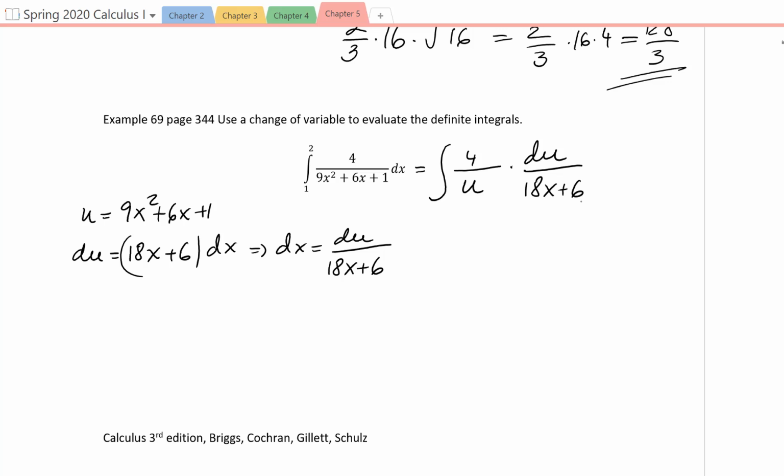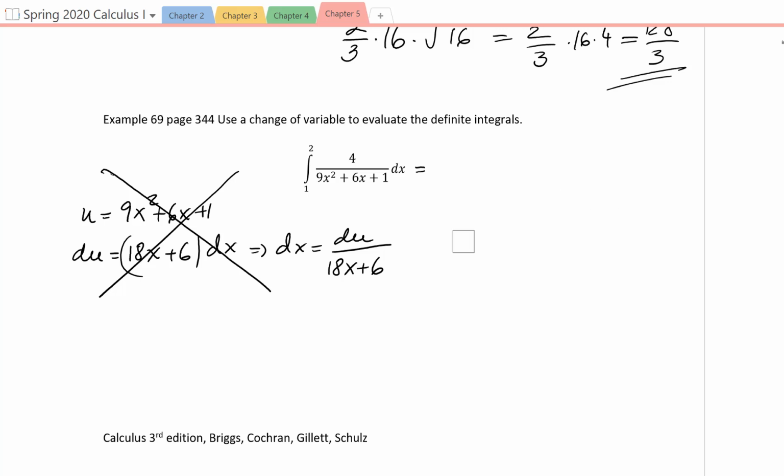Well, you see, there is a problem. What's the problem? That's right, x and u are in the same expression, they don't cancel, though they canceled everywhere else. So what does that mean? Our choice of setting u equals 9x squared plus 6x plus 1 was not successful. So I'm going to erase it and we'll have to figure out another way. Well, how about we factor the denominator?